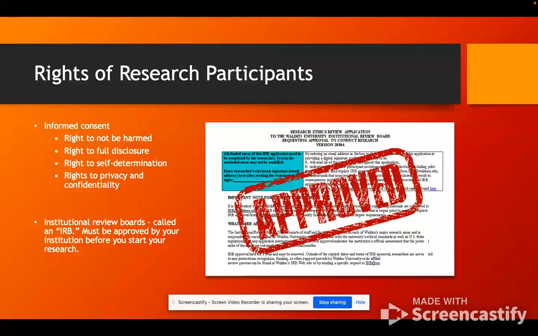Right to full disclosure, we're going to make sure to give them all the answers to any questions. They should know the purpose, they should know the risk, are there any benefits, are they getting paid?